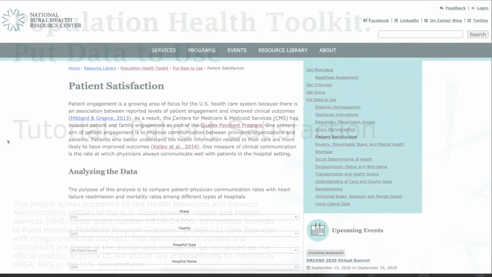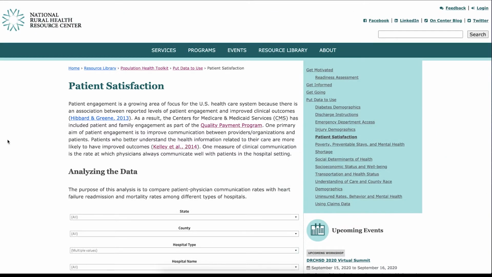The purpose of this analysis is to evaluate the rates of patients who reported that they were given information about what to do during their recovery at home. We will compare these values across rates of readmission and mortality for acute myocardial infarction and heart failure. We will do this at multiple levels, including state and county.